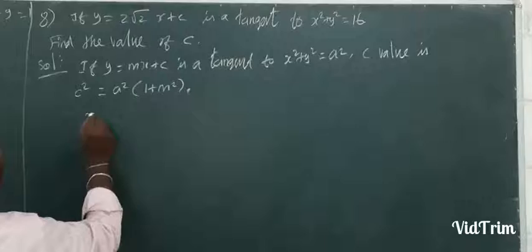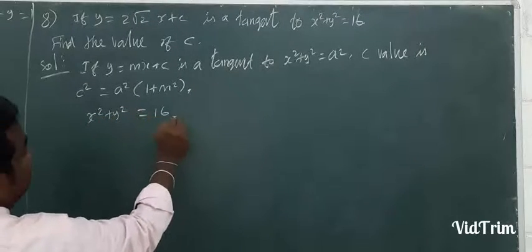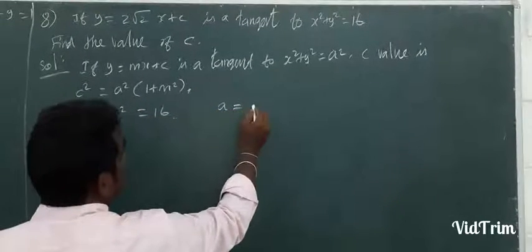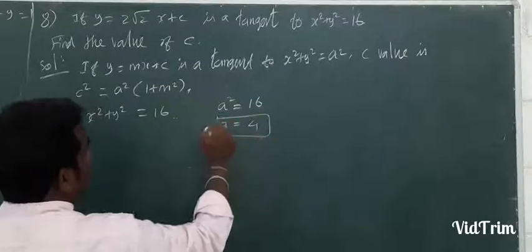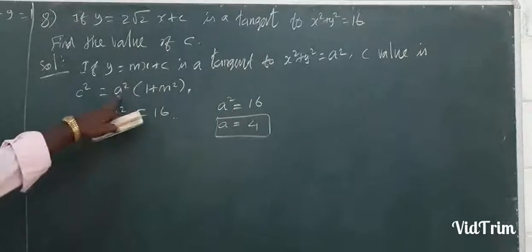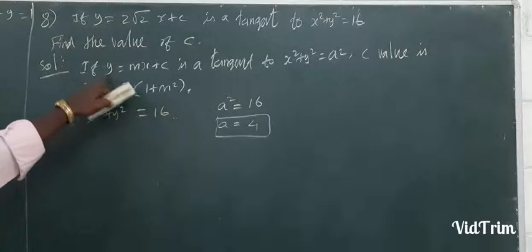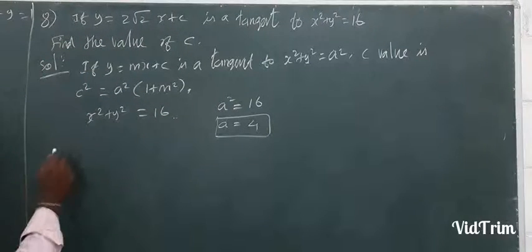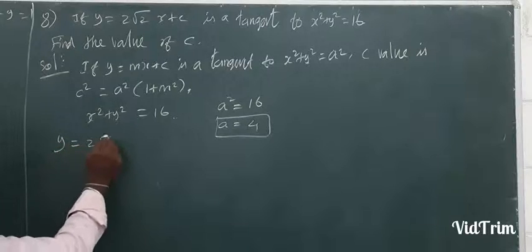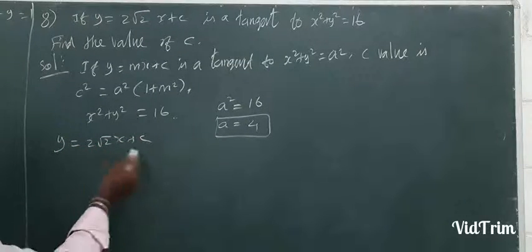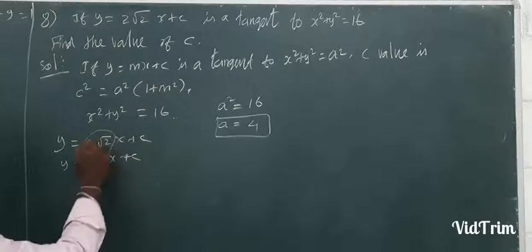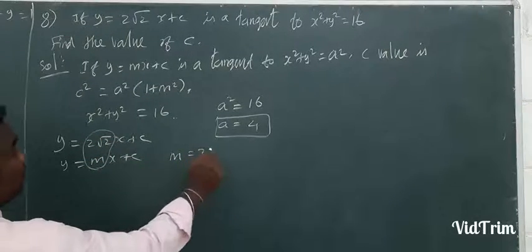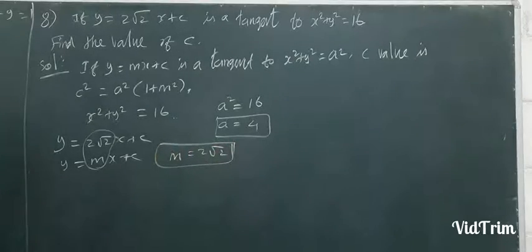This is x square plus y square equal to 16, which means a square equal to 16, then a value is 4. We gather the first value. Next m we need. Then use the given condition of slope line, that is y is equal to 2 root 2x plus c. We compare with y is equal to mx plus c. Here m value is 2 root 2. We need the second value. Now we substitute in the formula and get the answer.